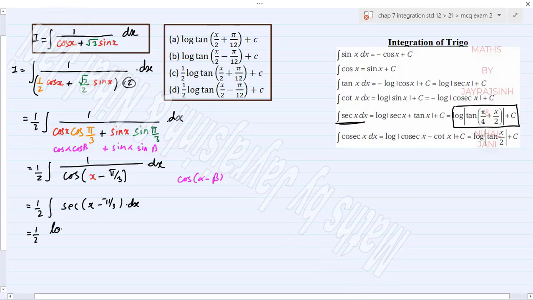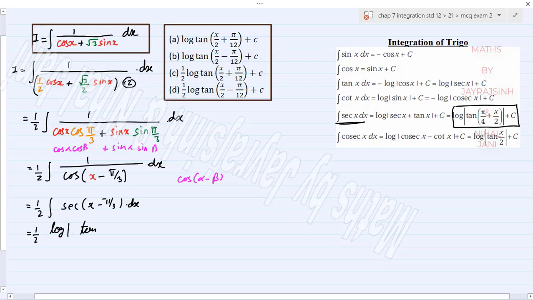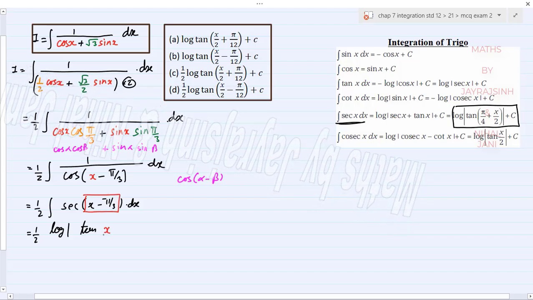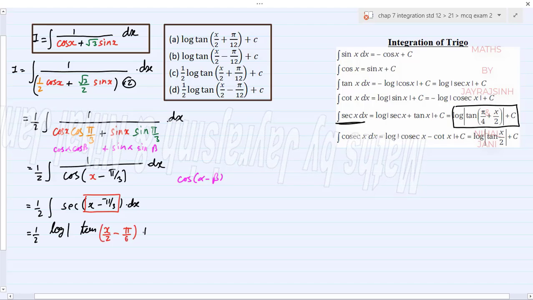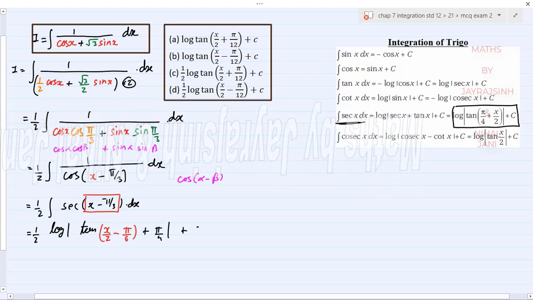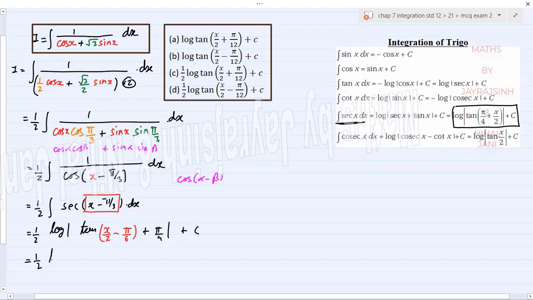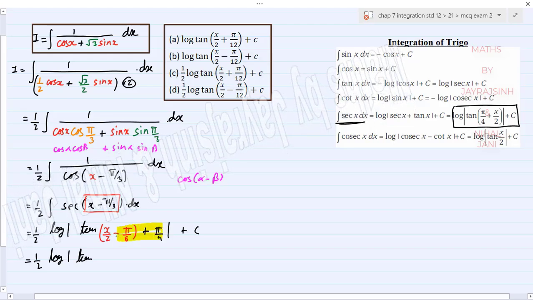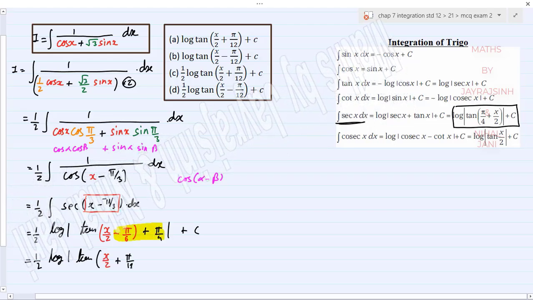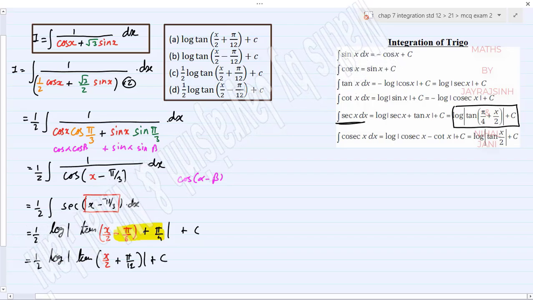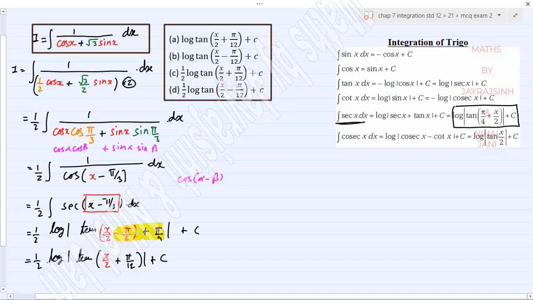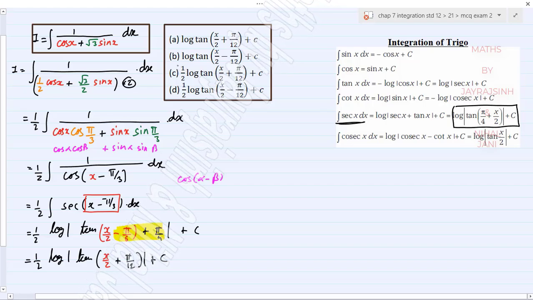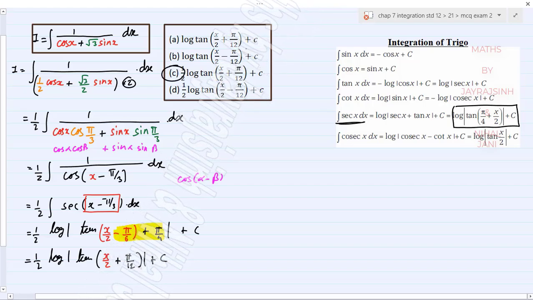So let's say here we have log mod 10 angle by 2. That means x plus pi by 3 by 2. We will get x by 2 minus pi by 6 plus pi by 4 plus c. So here we get 1 by 2 log mod 10. This minus pi by 6 plus pi by 4 will become plus pi by 12 plus c. So here we get our final answer as 1 by 2 log mod 10 x by 2 plus pi by 4, which is given in option C. Ta-da!